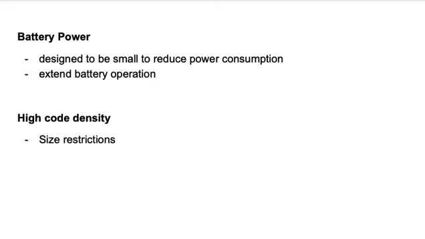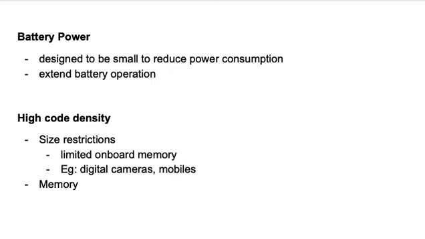The next is the code density. The code density has to be high so that the performance in an embedded system is high for a processor. This is primarily due to the size restrictions, due to the small size of handheld devices like, say, mobiles, and they have limited onboard memory. The memory is a low cost device as well as slow in embedded systems, and this has to be taken into consideration by the ARM design principle.